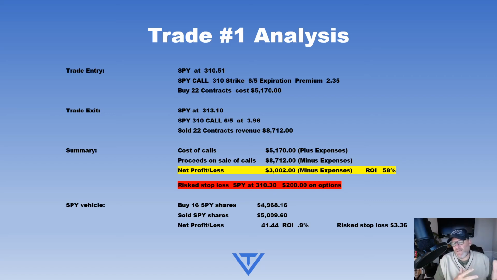Using that same $5,000 number, you would have been able to buy 16 shares for a total of $4,968. You would have sold those 16 shares at $313.10 for a total of $5,000. You would have made a whopping $41, or a 0.9% ROI, on a risk of $3.36.